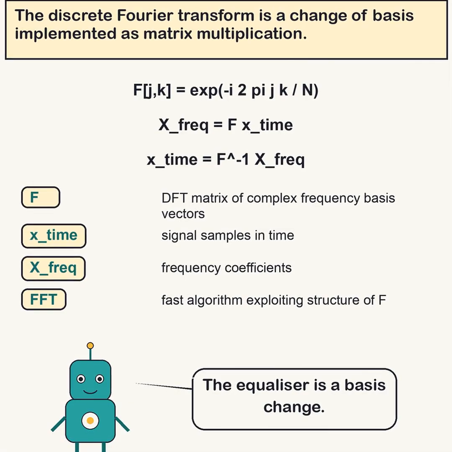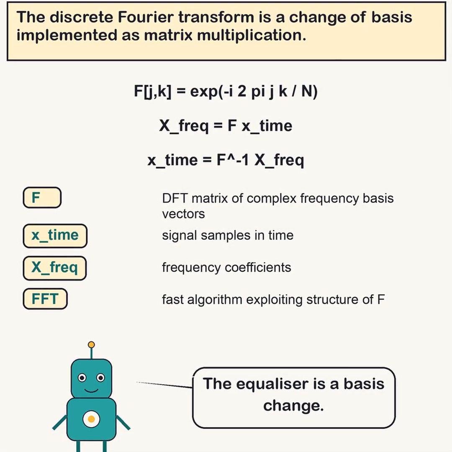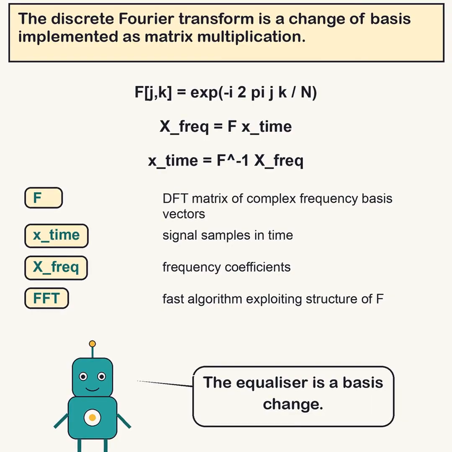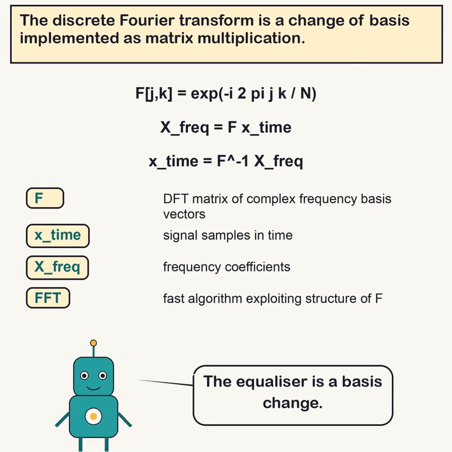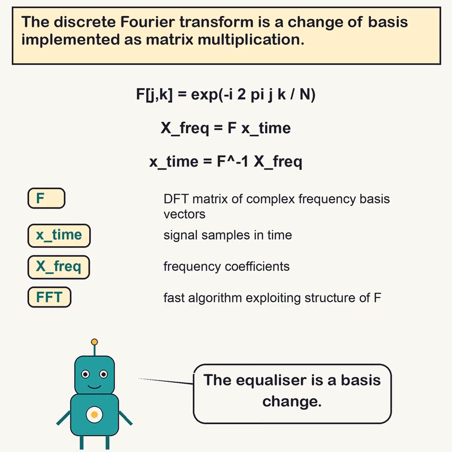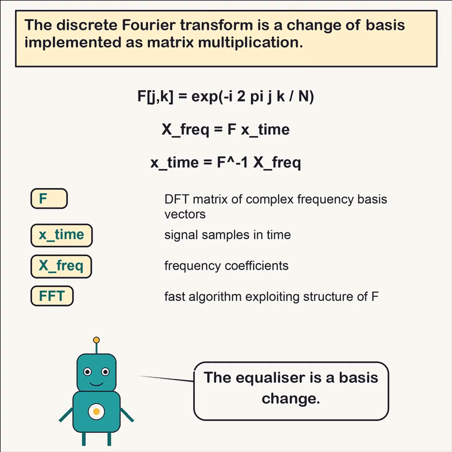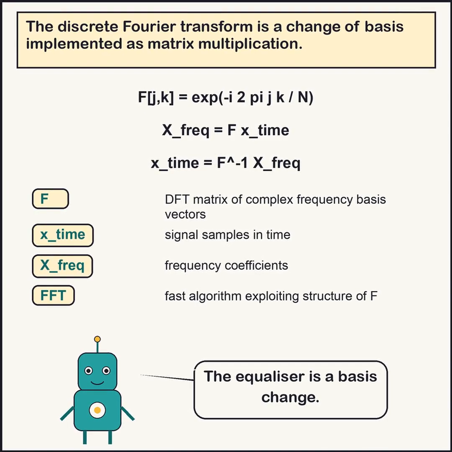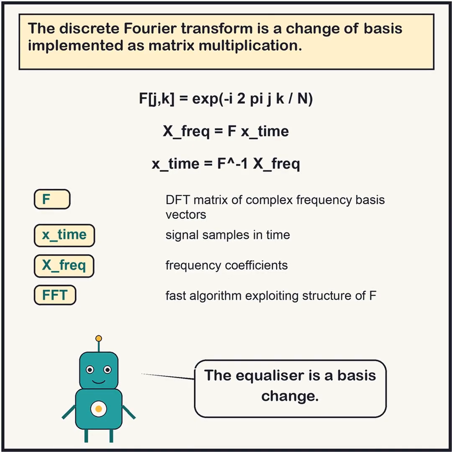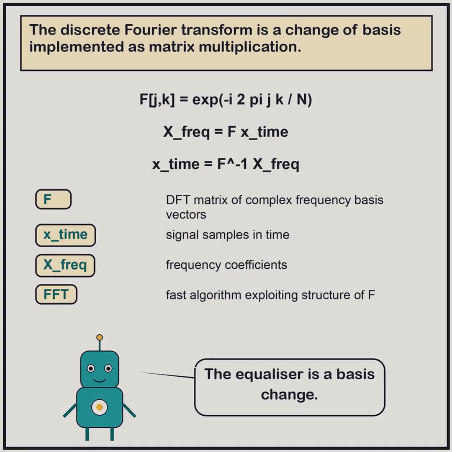The Fourier transform is linear algebra. The DFT matrix F changes coordinates from time samples to frequency coefficients, and the inverse changes them back. The FFT is the fast structured version. Real-world analogy: the Fourier transform is like splitting a chord into individual notes on a soundboard.